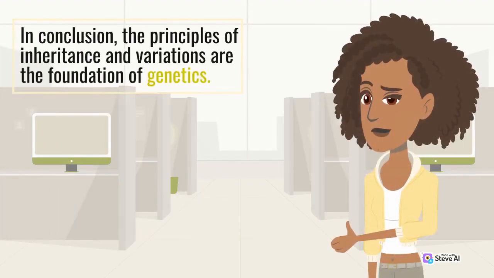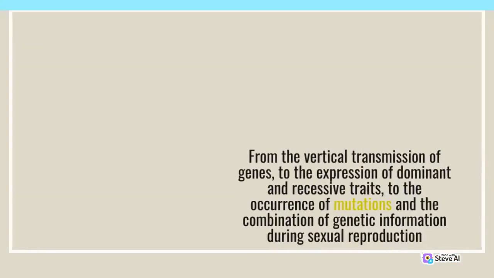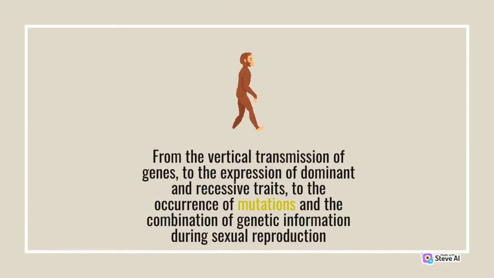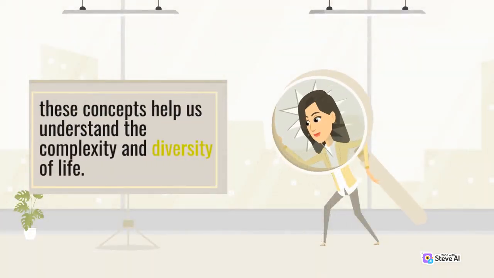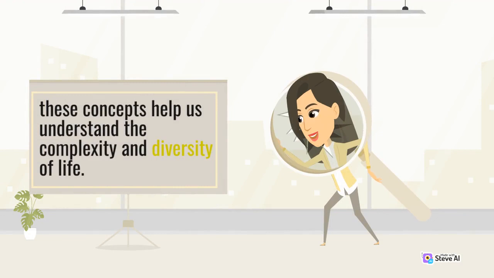In conclusion, the principles of inheritance and variations are the foundation of genetics. From the vertical transmission of genes, to the expression of dominant and recessive traits, to the occurrence of mutations and the combination of genetic information during sexual reproduction. These concepts help us understand the complexity and diversity of life.